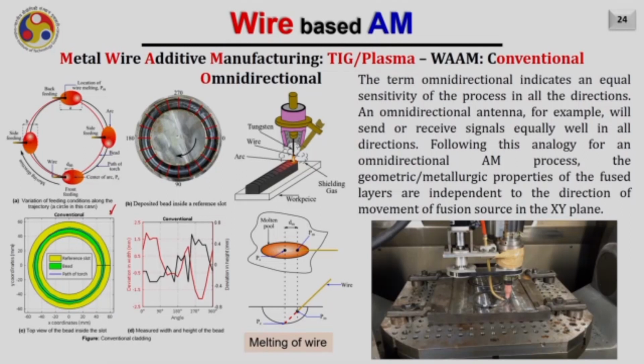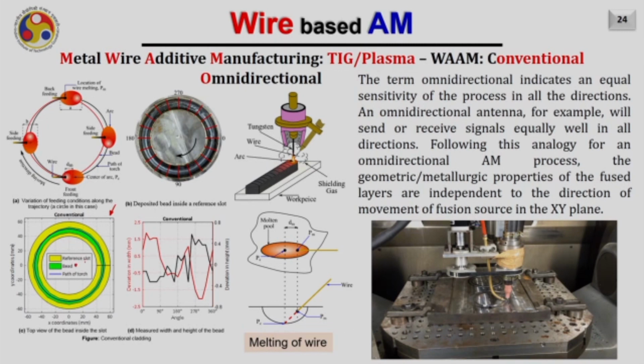The set parameters for a corresponding feeding mechanism, for example if you have optimized your parameters for front feeding of the wire, may not be optimal when you move in any other direction, and the deposited bead may not give you the same metallurgical or geometrical properties. Therefore, the process has to be omnidirectional, and this is a major issue we usually face in the case of TIG based WAAM.